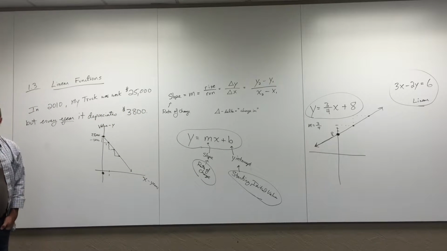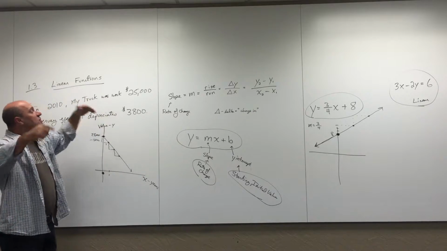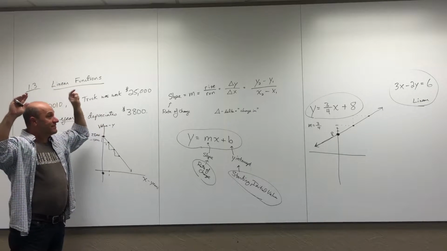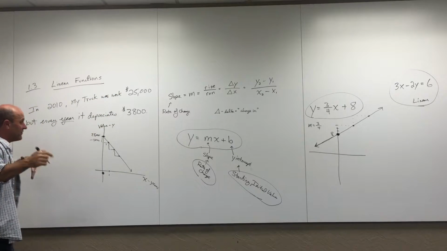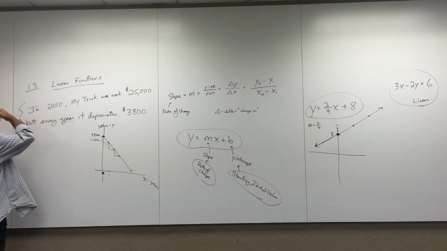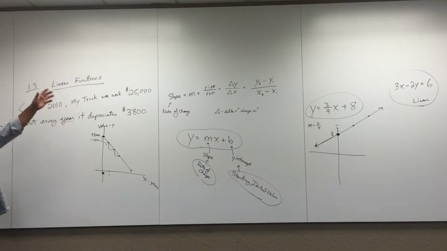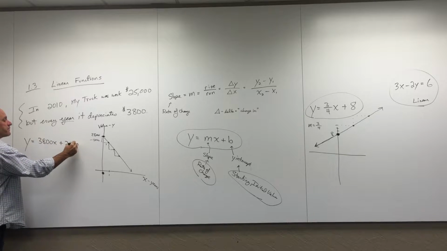So now, what's the rate of change? I asked you, what's the y-intercept? 25,000. What's the rate of change? 3,800, sort of. Let's write the equation for this. I drew a picture, I did all this work. Really, what you ought to be able to do is read this, see the slope and the y-intercept, and write a linear equation. And here it is: y equals 3,800x plus 25,000.